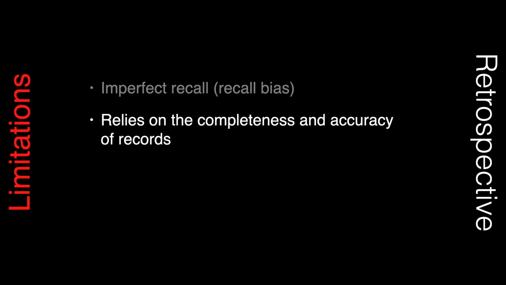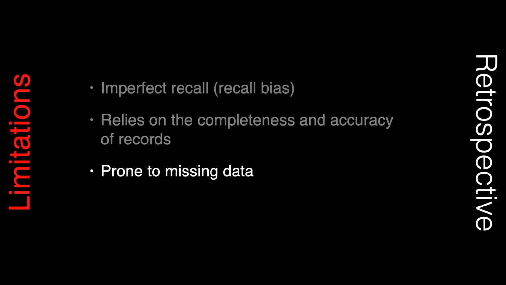The limitations of the retrospective studies therefore include imperfect recall, and if a study relies mostly or exclusively on records, the limitation becomes the accuracy and completeness of those records. Records are prone to missing data, and even if the data are available, they may not be accurate and may not be complete. They may also not contain everything researchers would want to know.